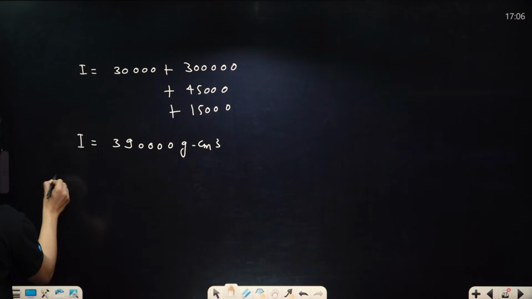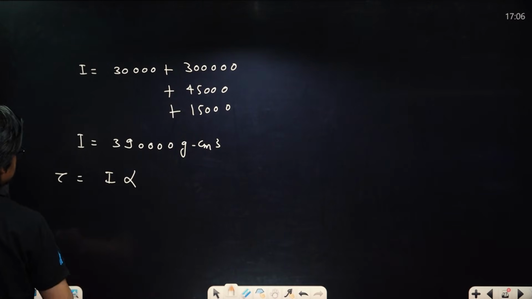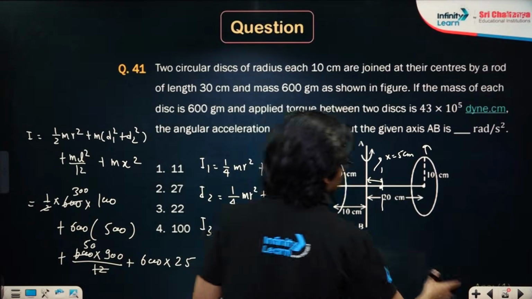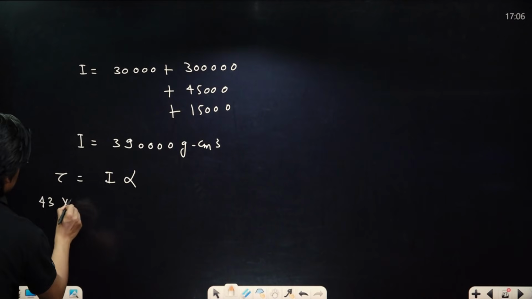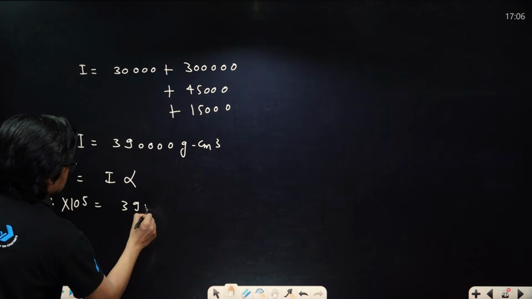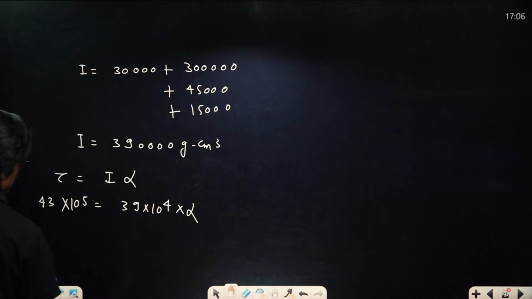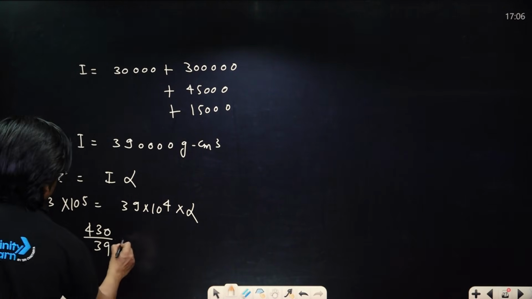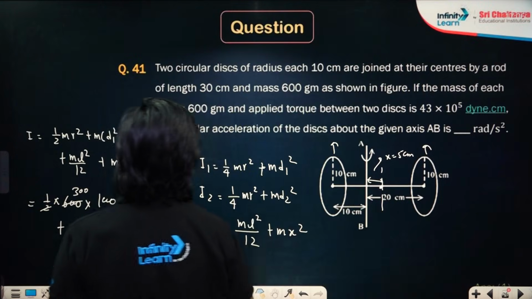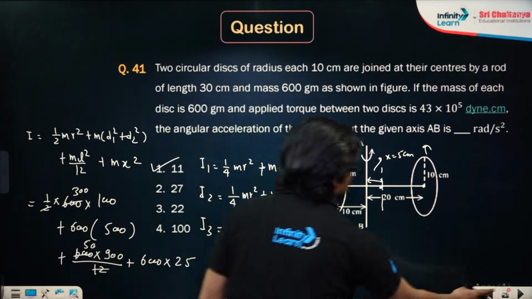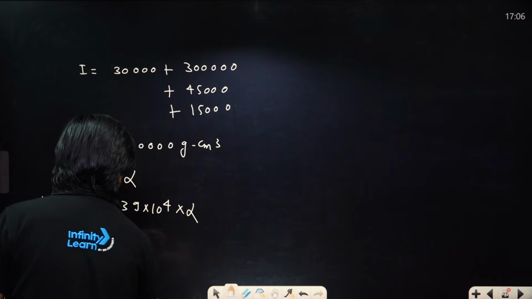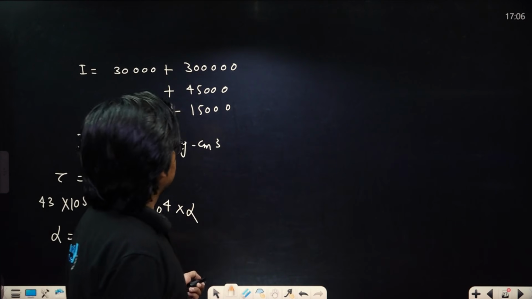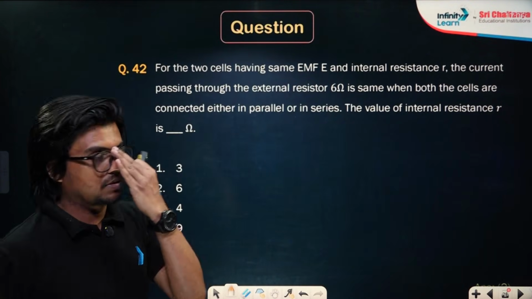Now according to the question, torque is actually given to us, that torque is 43 into 10 raised to the power 5. So 43 into 10 raised to the power 5 equals moment of inertia, that is 39 into 10 raised to the power 4, into alpha. If you calculate it, alpha comes out to be 430 divided by 39, which is approximately equal to 11. So 11 will be the right answer for it. In this way, you can easily find out the answer. Some calculation is there. Do that carefully when you find such kind of questions in the exam.